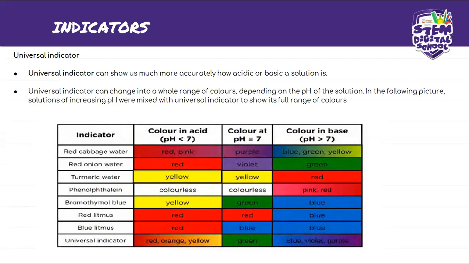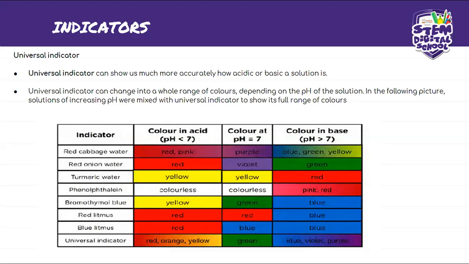In the following picture, solutions of increasing pH were mixed with universal indicator to show how full the colors are. Okay, so you can see red cabbage water. The color in acid is red and pink, but you must be aware that the pH is less than 7, and the color at pH equal to 7 is purple. Then the color in base is blue, green, yellow.